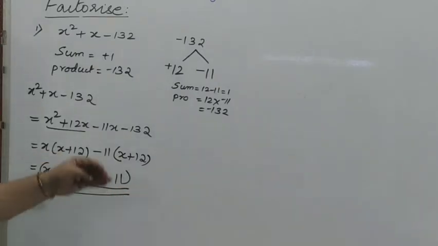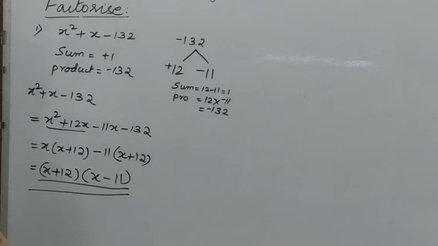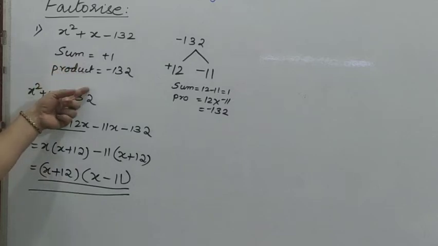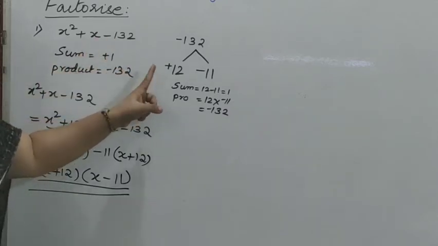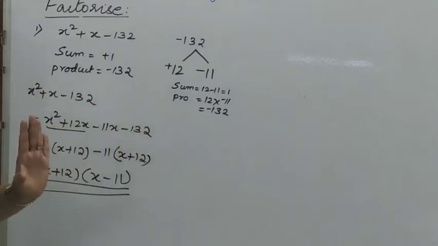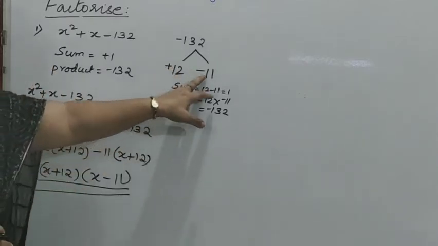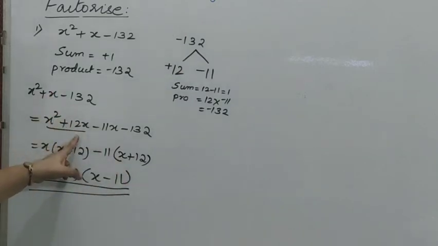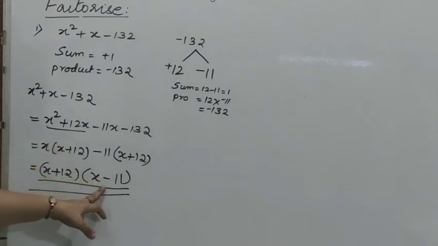I think now you got the idea how to do these questions, with the coefficient of x square being 1. We have taken the sum, we have taken the product and identified the factors. Now check the factors where both the sum and product conditions should be satisfied. So we got plus 12 and minus 11. We are using splitting the middle term, so this method is also called splitting the middle term. So what is our answer? X plus 12 into x minus 11.